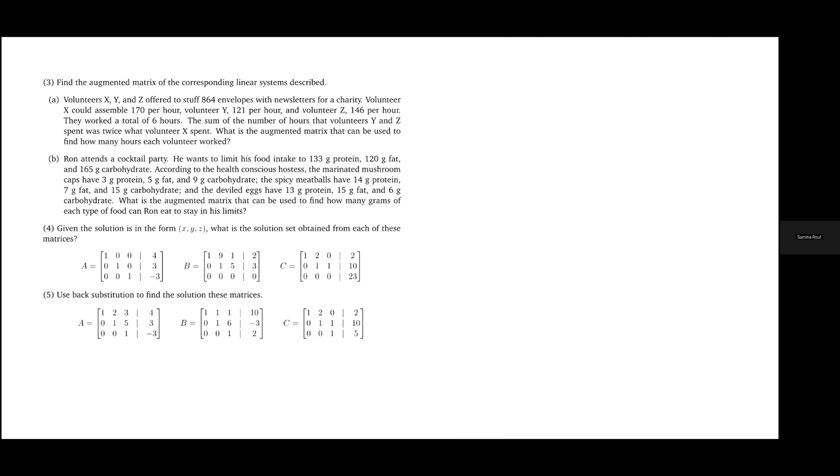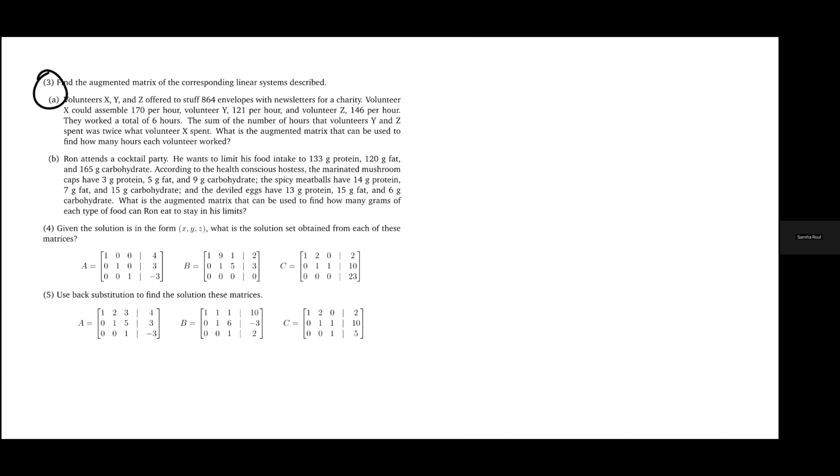All right, now let's move on to the last page. So here we'll do question 3A. 3A says to find an augmented matrix of the corresponding linear system described. We have volunteers X, Y, and Z offered to stuff 864 envelopes for a newsletter for a charity.